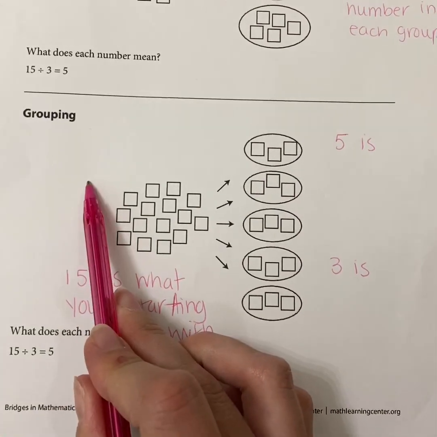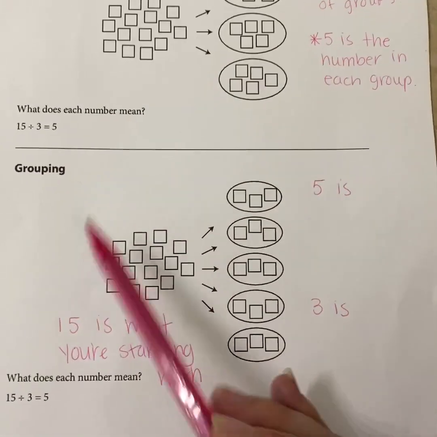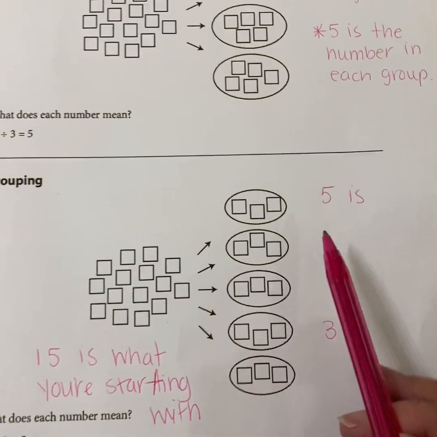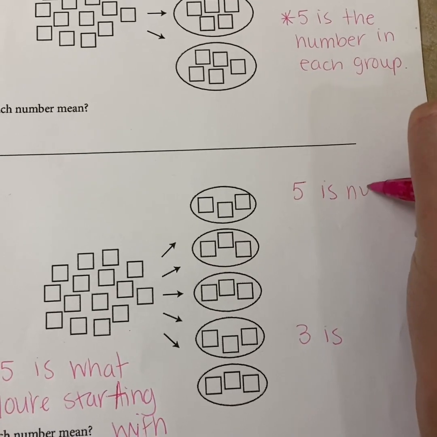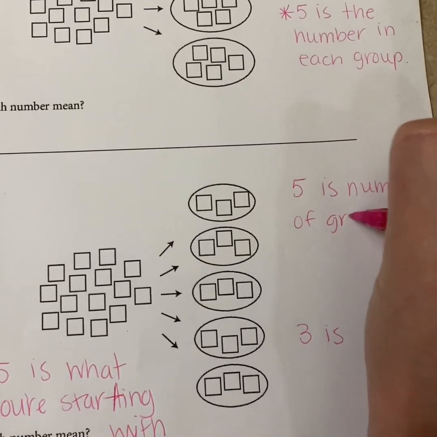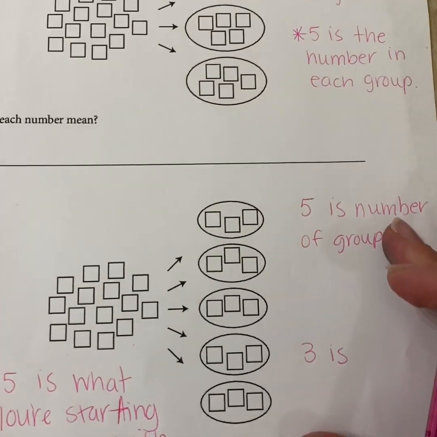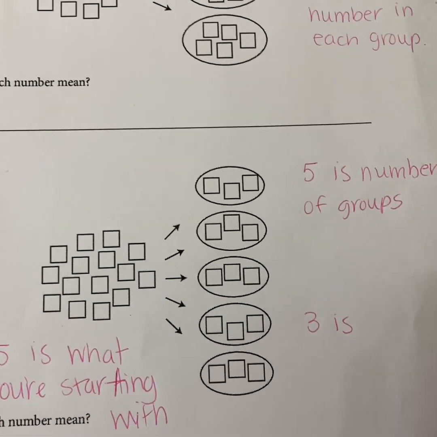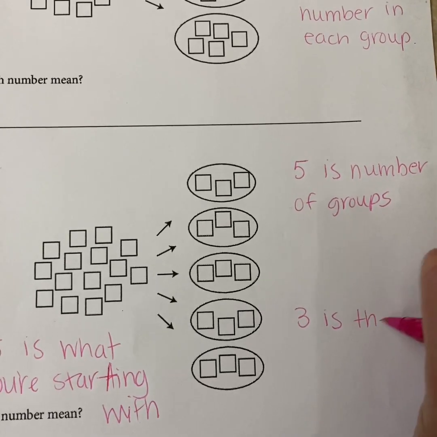Okay, in a grouping problem, similar information, right? So it's still the same equation, but this time 15 is going to, like always, be what you're starting with. This time, 5 is going to be the number of groups, okay? So it's the number of groups instead of how many are in each group, right? So 5 is the number of groups, or the unknown, okay? And then 3 is going to be the number in each group, okay?